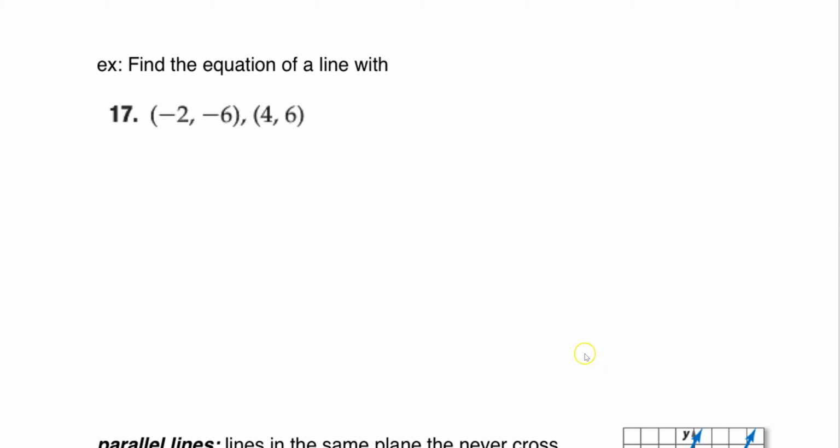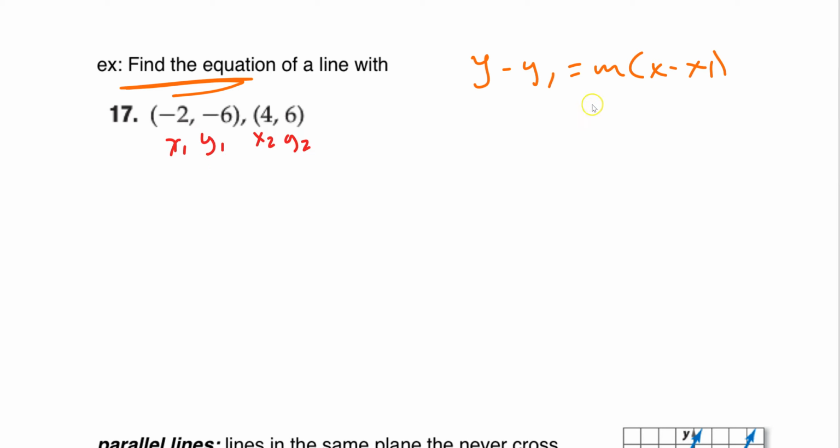Let's do another one. Find the equation of a line with... and again, anytime I see those words, I write this down. y minus y1 equals m(x minus x1). Now, again, I need a point and the slope. I have 2 points. Let's say (x1, y1) and (x2, y2). I have no slope. Well, let's find the slope first. There's an equation for that.